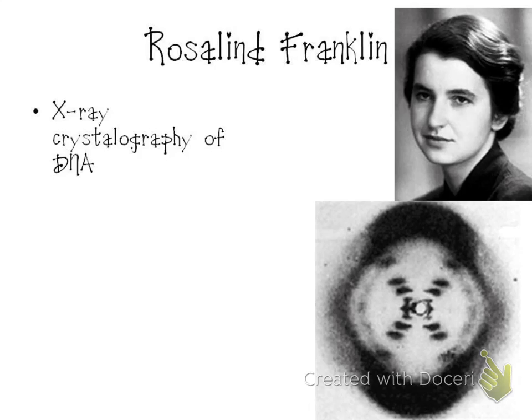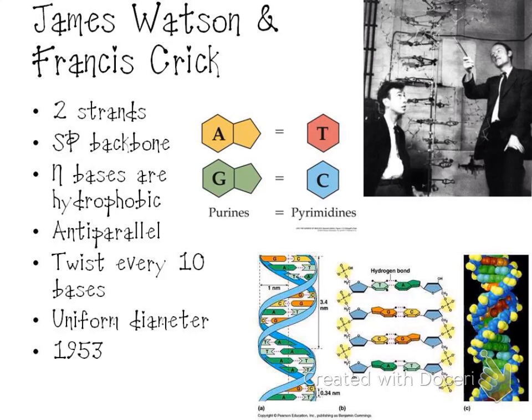Rosalind Franklin, oh look, another girl. She used X-ray crystallography to look at DNA, and this is her lovely picture of DNA. And it confirmed that it was a helix. And then a lot of people were working off of her unpublished paper, and they knew that the sugar phosphate was the backbone. And then you have these guys, Watson and Crick.